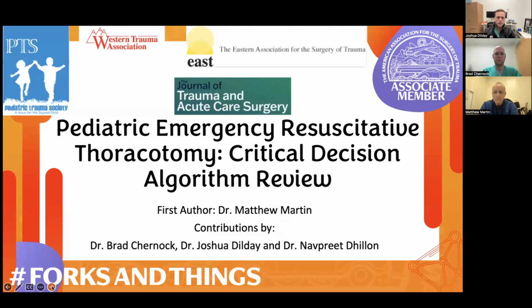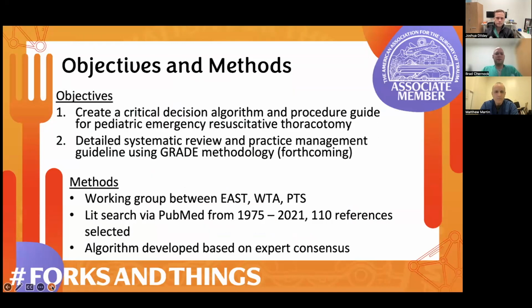He is going to be joining us discussing the Pediatric Emergency Resuscitation Thoracotomy Critical Decision Algorithm Review, which is a joint effort between Western Trauma, EAST, and Pediatric Trauma Society. So the objectives and methods as outlined in the algorithm: one is to create a decision algorithm and procedure guide for pediatric emergency resuscitative thoracotomy, with a detailed systematic review and practice management guideline using the GRADE methodology. The GRADE practice management guideline was actually published under separate cover by EAST. The methods were that a working group between EAST, Western Trauma, and Pediatric Trauma Society conducted a literature search via PubMed from 1975 to 2021 and found 110 references. Based on those references and expert consensus, the algorithm was developed.